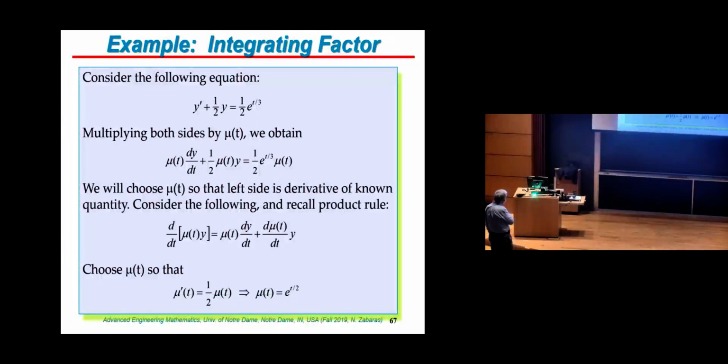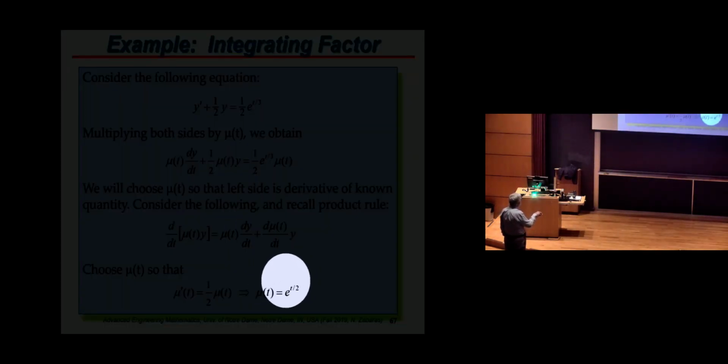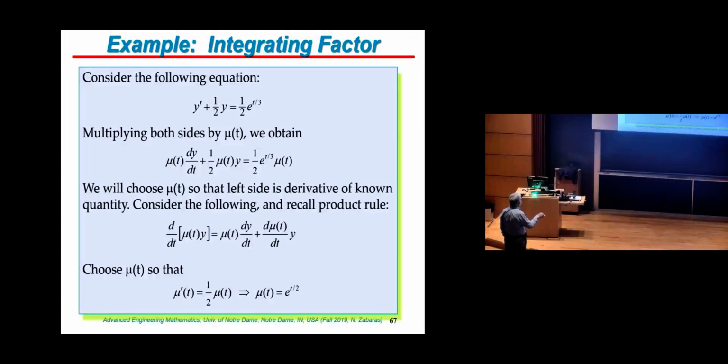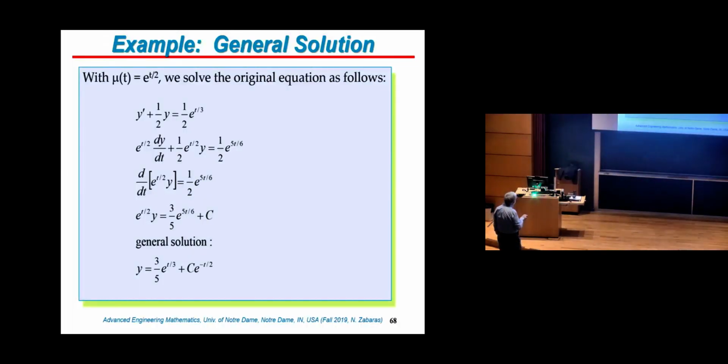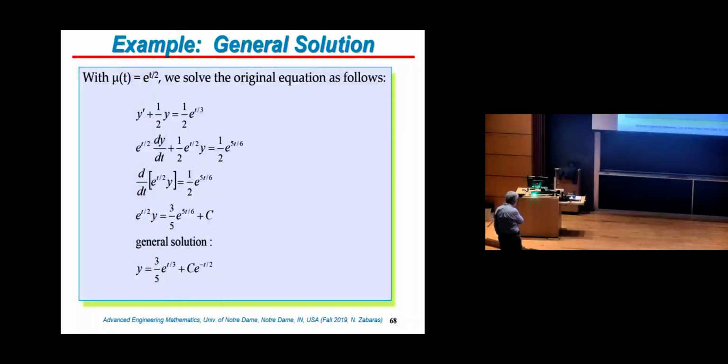We choose mu prime to be mu over 2, which means mu is going to be e to the t over 2. Let me just finish before my clock hits me. If you take mu equal e to the t over 2, then when we multiply by mu, the left-hand side becomes the derivative of e to the t over 2 times y, equal to the right-hand side. That's a separable equation, right? Only y there and only t there, so I can solve it, and there's the solution.